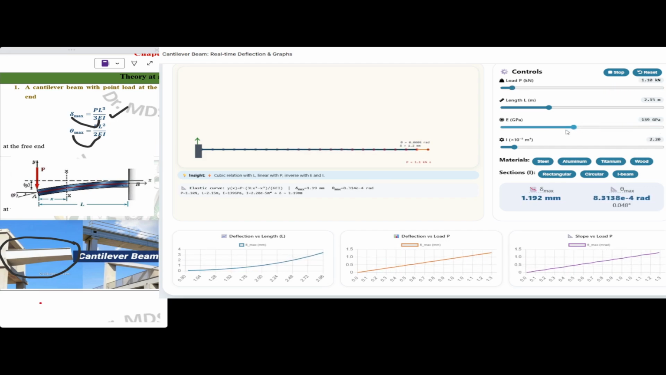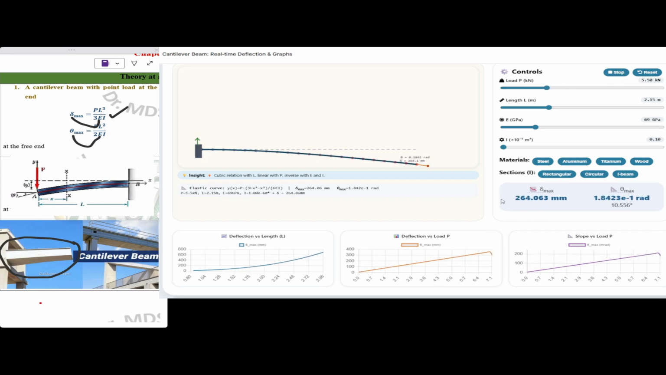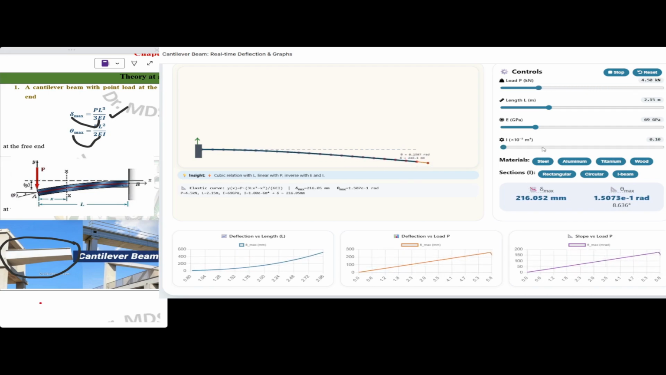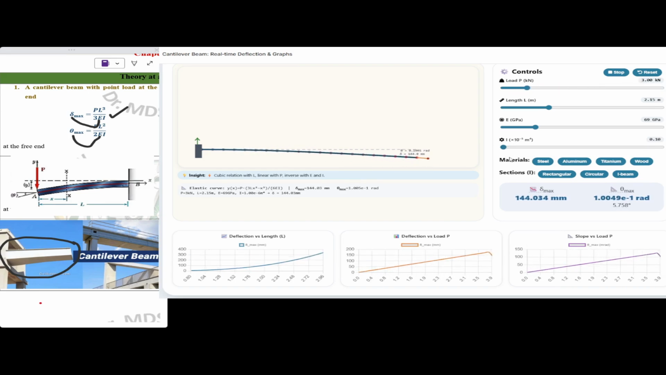Let's take the example of aluminum, 69 GPa, which is a universal value. Now set I to minimum. Play in auto mode. See what the values of delta and theta are. Delta is inversely proportional to I, and theta is also inversely proportional to I. So you can see that you get maximum delta and maximum theta here.